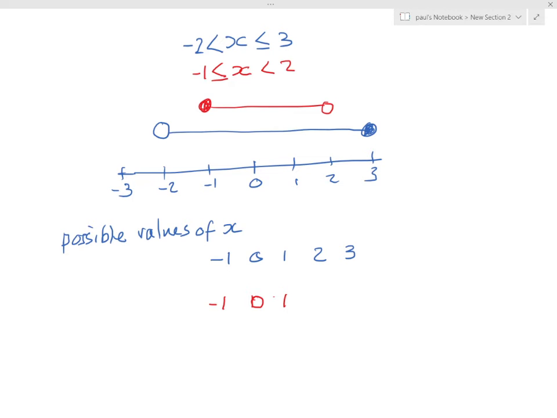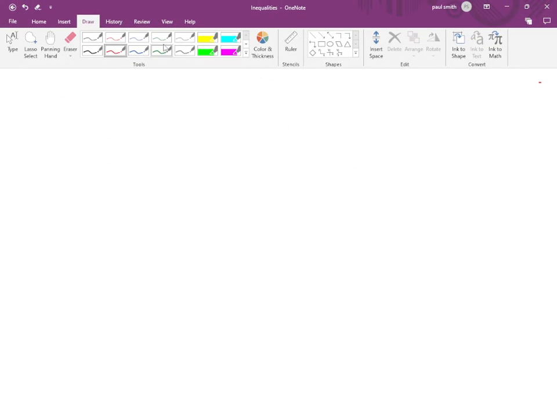That's how you use those open dot, closed dot questions. Let's move on to the next part. It's quite a good lesson, this one, not too taxing.